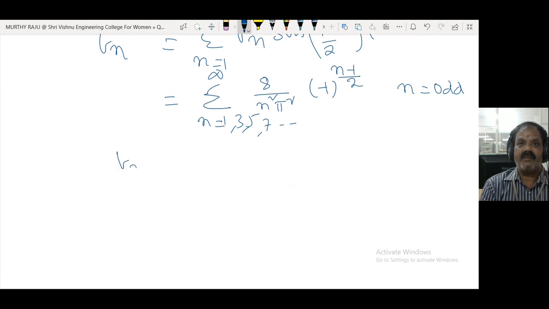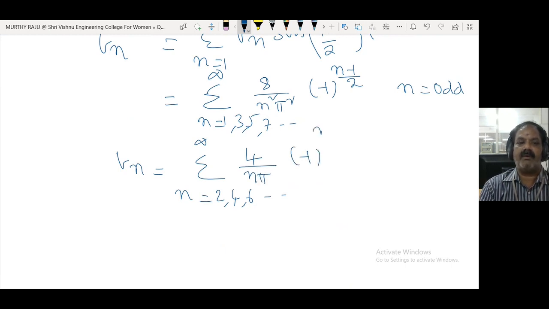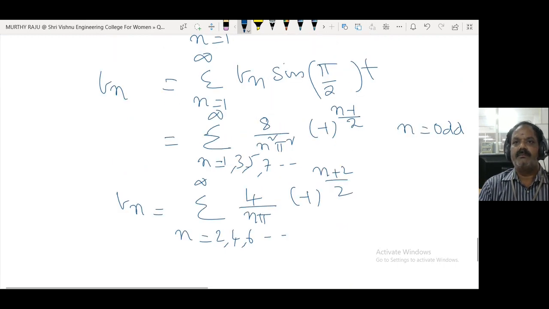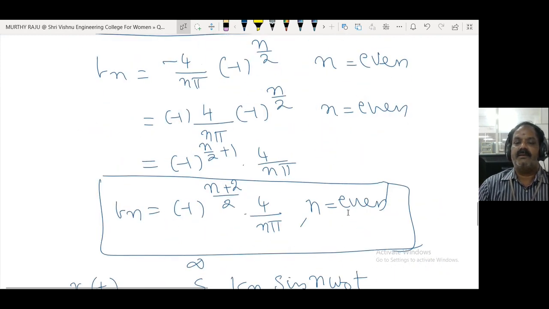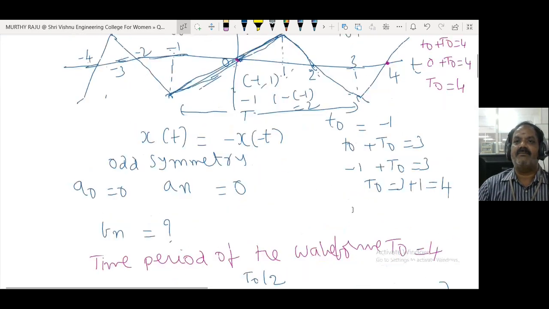For n is even, that means n is equal to 2, 4, 6, and so on up to infinity, the Bn value is 4 by n pi minus 1 whole power n plus 2 by 2, into sine n pi by 2 t. These are the two expressions. With this, the analysis is completed for this waveform.